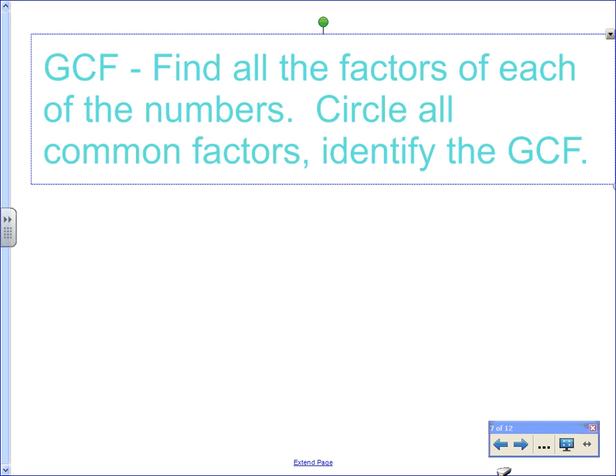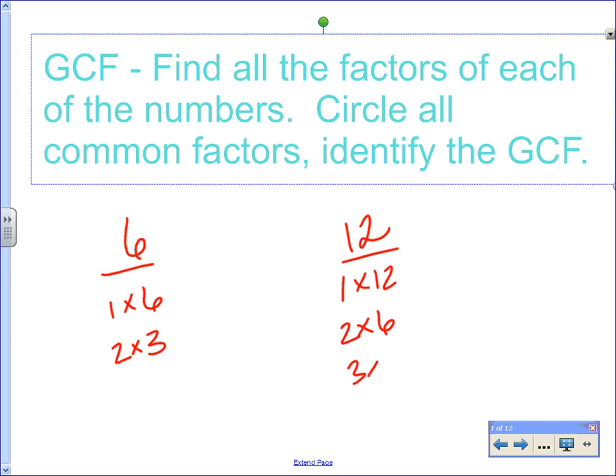First of all, GCF. In order to find GCF, you find all the factors of the numbers, and then you circle the common factors and identify the GCF. So if I wanted to find the GCF of, say, 6 and 12, what I would do is make a list of all the factors. 1 times 6, 2 times 3, and I think that's it. Over here, 1 times 12, 2 times 6, and 3 times 4.